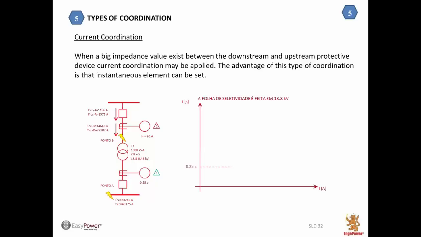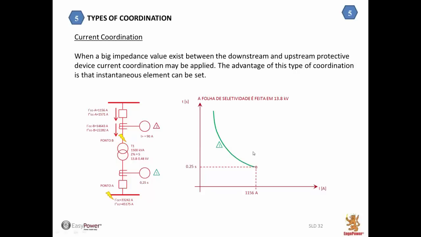The meaning of that, when we use the coordination in 13.8 kV, referred to 13.8 kV, a short circuit on the low voltage system will be 33 kiloamps. Referred to the primary side will be 1.1 kiloamps. That's the value indicated on the primary side. So this downstream relay is seeing 33 kiloamps. At the same time, our upstream relay is seeing 1.1 kiloamps.